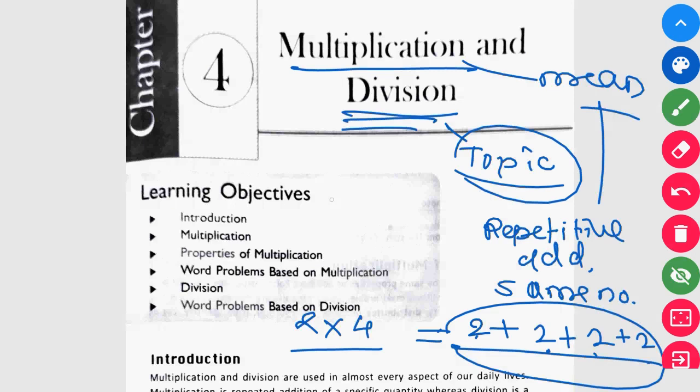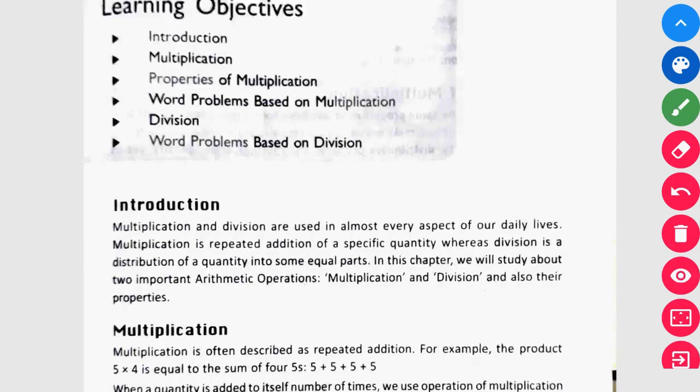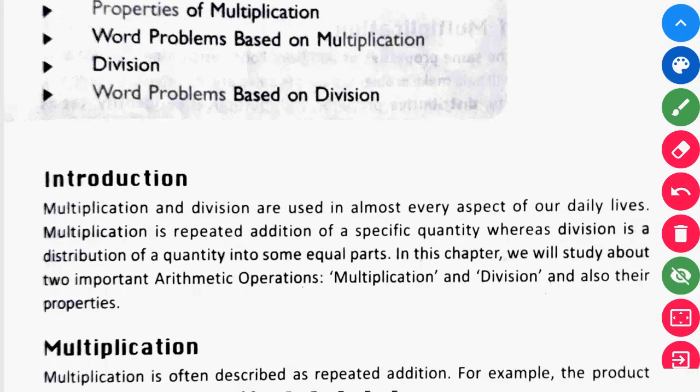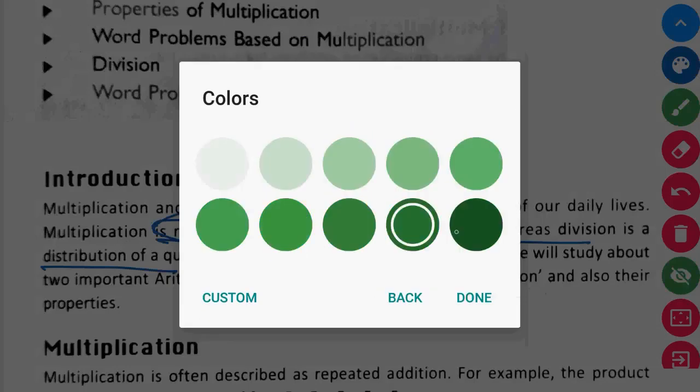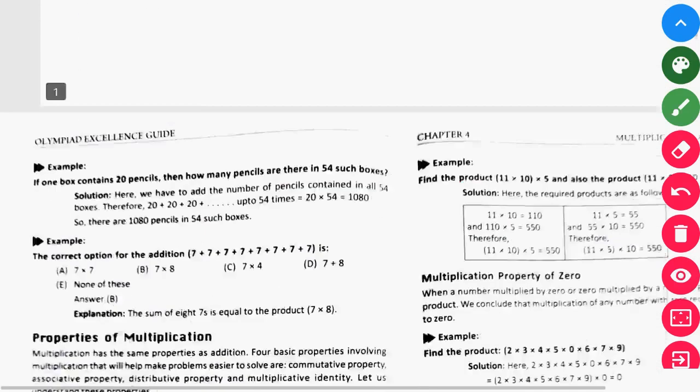And what is meant by division? Division is the equal distribution of a number. That is the theme of the chapter. Okay, so repeated addition is known as multiplication, whereas in division we distribute a specific quantity into equal parts. Now we have to understand some properties of multiplication.